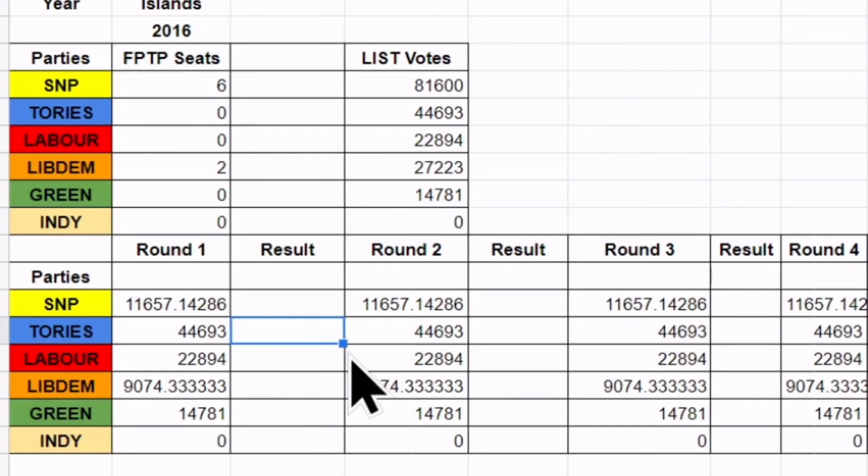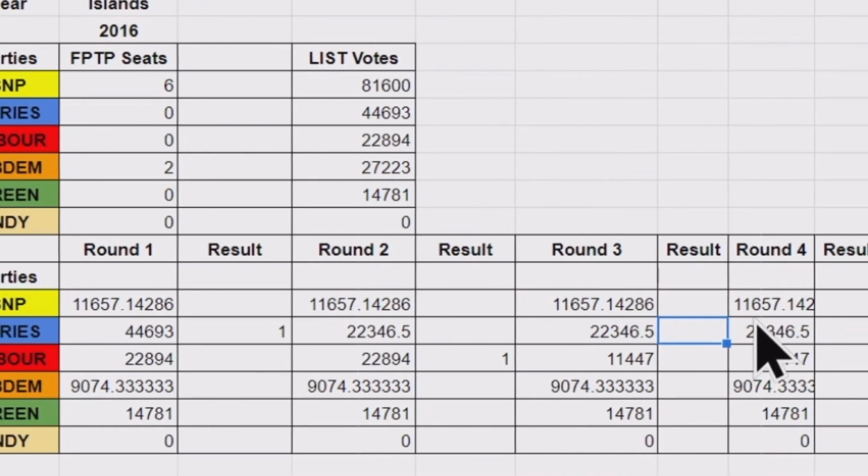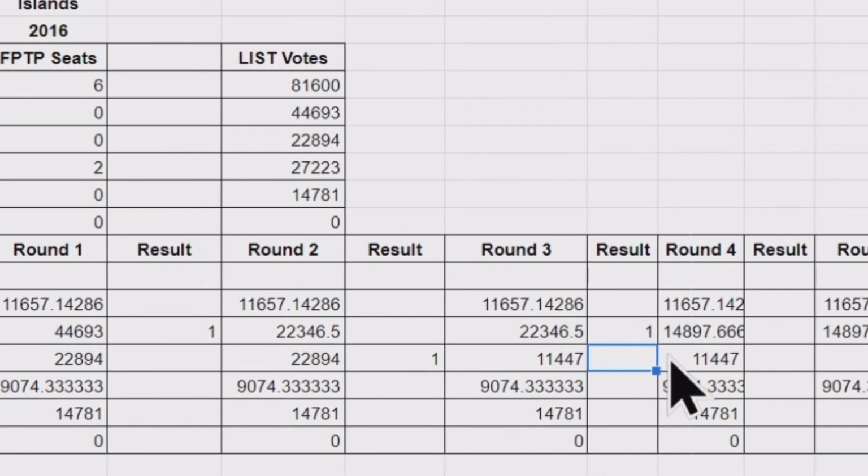I think that the Tories won that, did they? 44693. Yes, Tories won the first round. And notice that their votes adjust straight away. And who won the next round? 22894. Yep, so that will be Labour. And then the next round, 22346, will be the Conservatives.